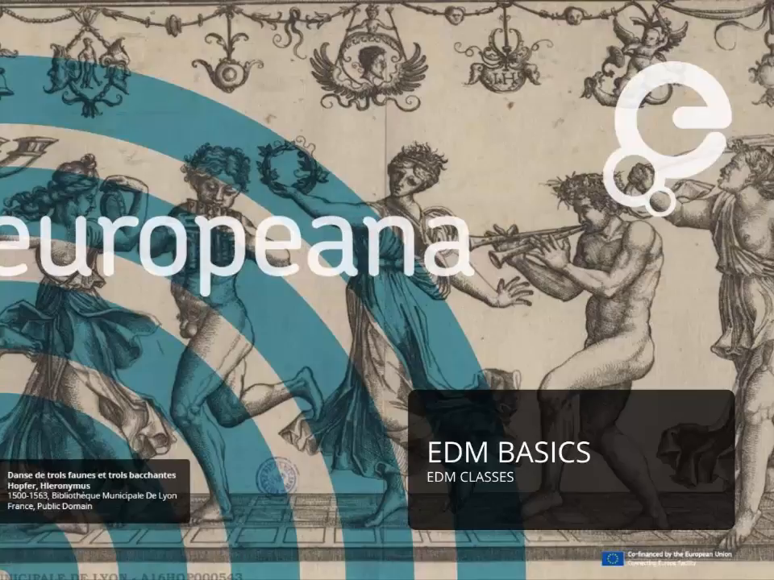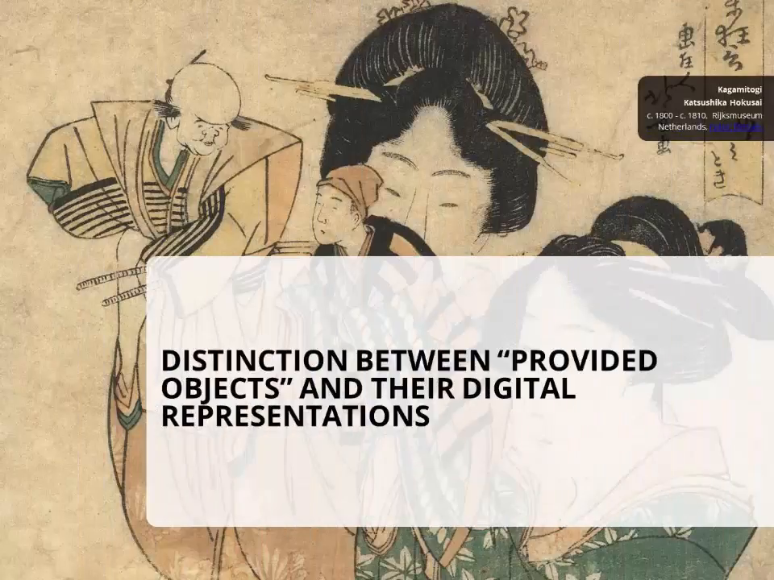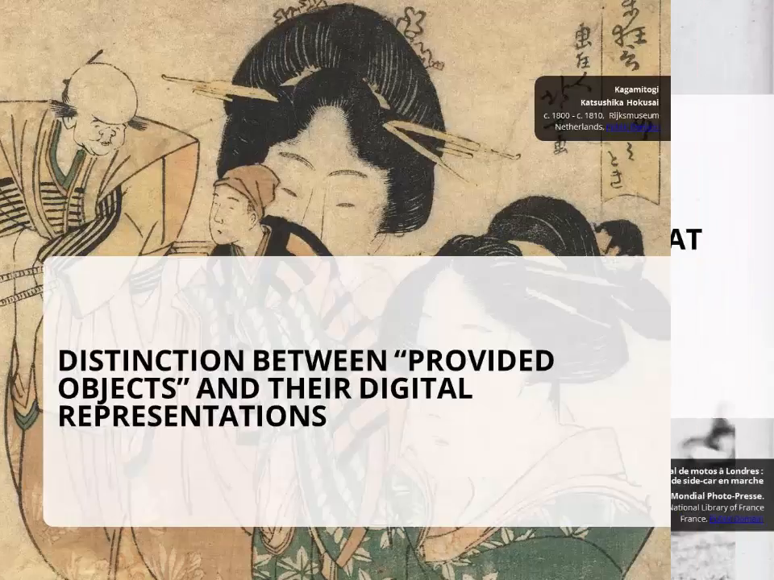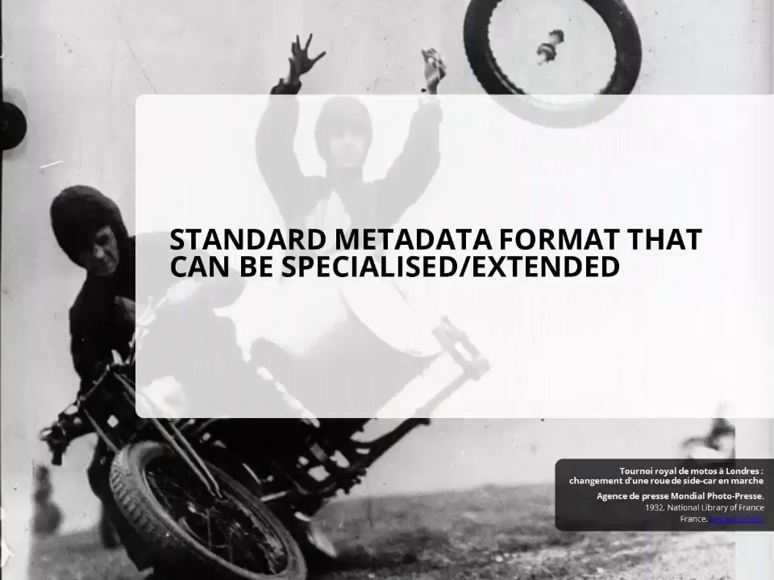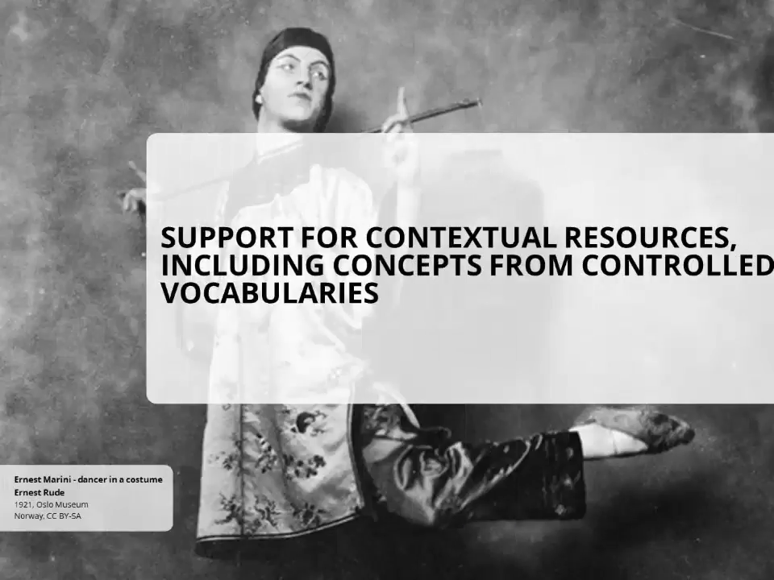Let's look at some core requirements for EDM and how the data model is fulfilling them. Learning from ESE, it was important for EDM to distinguish between the provided objects, the physical objects in the collection or library, and their digital representations. It was also important for EDM to add specializations and extensions, theme or domain-specific profiles that allow it to cover more specific aspects of the data. The third requirement, mentioned earlier, was the support for contextual resources, including concepts from controlled vocabularies to allow linking resources with each other and enriching the metadata.